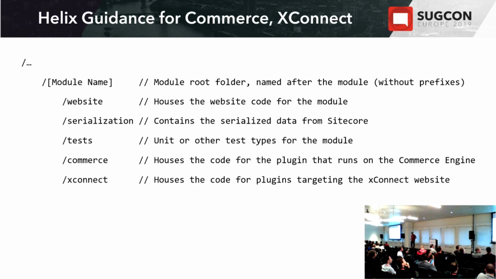And I think since Helix was released, Sitecore has introduced, I don't know what it's up to now, 3 or 4 additional services that you might deploy to as part of your Sitecore implementation. So we need to update the guidance on solution structure to reflect that. In particular, it's not just code anymore. It's website, it's commerce, it's XConnect, and potentially other deployment targets as well.